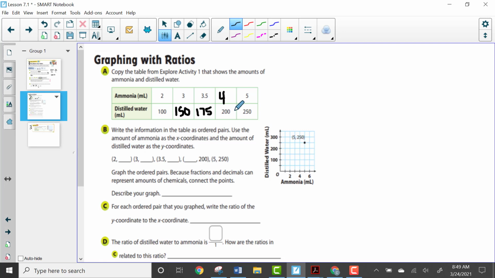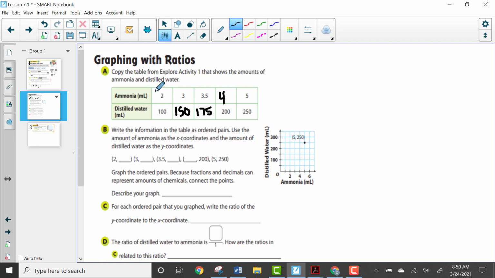So now that we have that information, we take a look at letter B, and remember this is graphing with the ratios that we have. It says write the information in the table as ordered pairs. Use the amount of ammonia as the x coordinates and the amount of distilled water as the y coordinates. So we can see distilled water here, ammonia here.